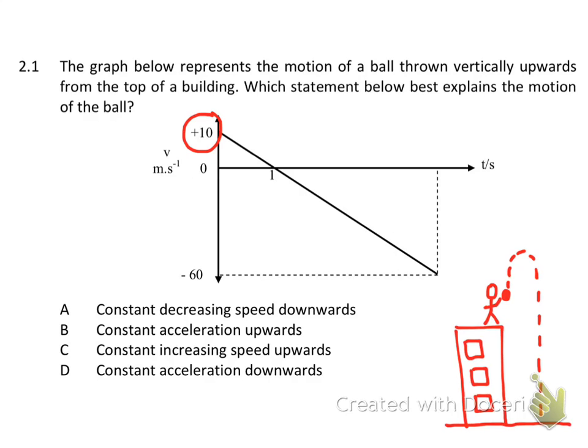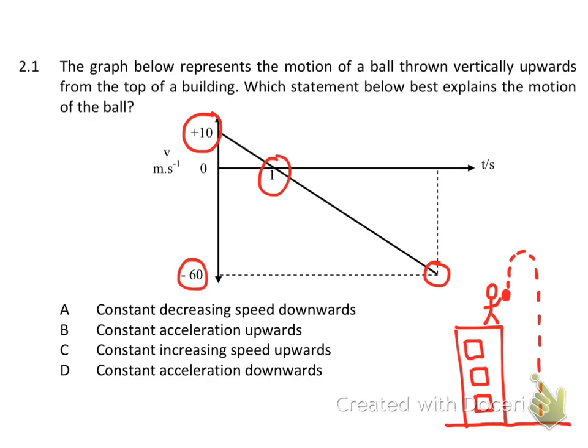It starts at a positive 10 meters per second, so the ball's thrown up with a velocity of 10 meters per second. After 1 second, the velocity is 0. That means it's reached its highest point. And then right down towards the bottom of the graph there, you can see it has a downwards velocity, a negative velocity of 60 meters per second. So let's consider the options we're given.